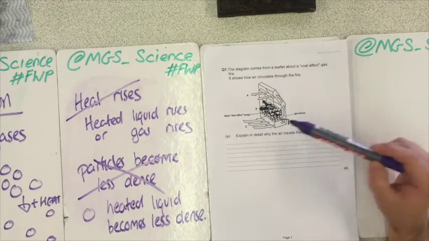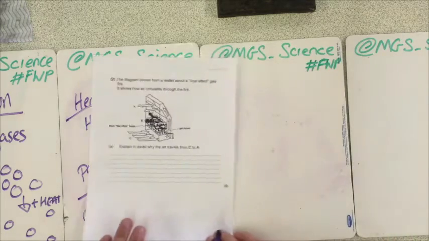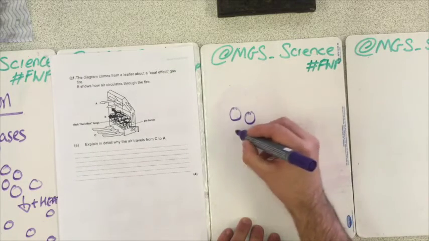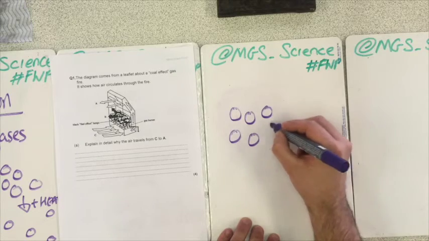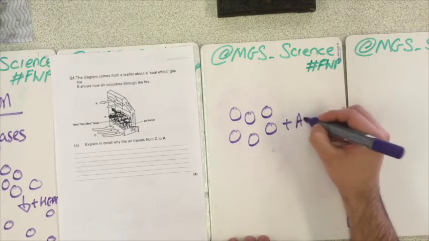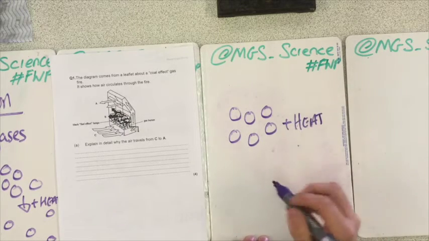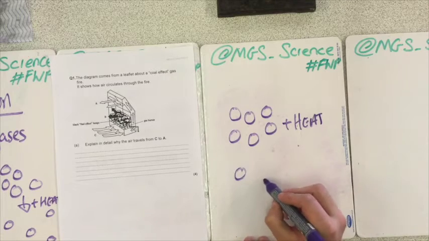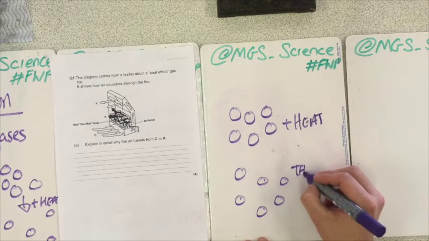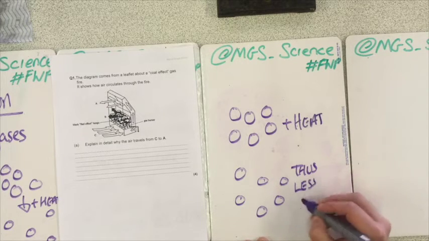Well, it's called a convection current. This air here, and we'll draw it out. So this air coming in, something like this. We've got a gas, we've got spaces. Now when this is heated, if we add heat, this gas spreads out, thus becomes less dense.